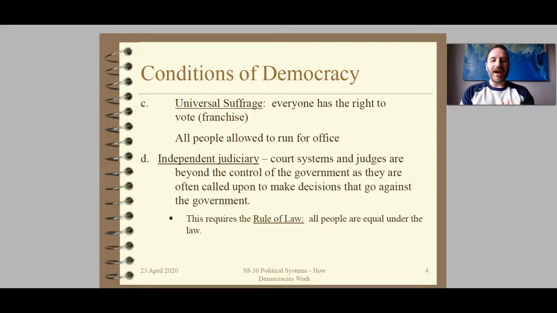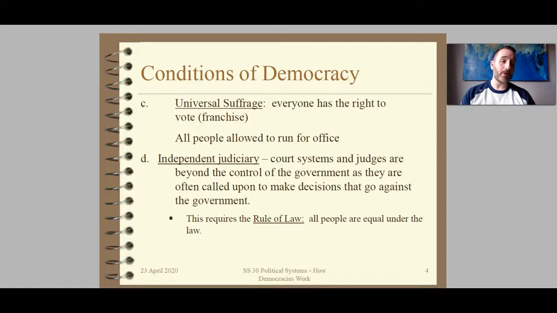Okay, fourth condition for democracy is an independent judiciary. So it says the court system and judges are beyond the control of government as they are often called upon to make decisions that go against the government. And again, guys, when we talked about separation of powers, Montesquieu, all that stuff, I said to you very clearly, the most important part of Montesquieu's separation of powers is an independent judiciary. Nations that don't have independent court systems are nations like China, North Korea, Syria, former Nazi Germany, the former USSR, where simply the court system is an extension of the ruling class, the ruling party, and we don't want that, right?